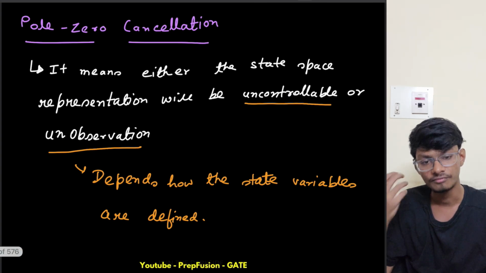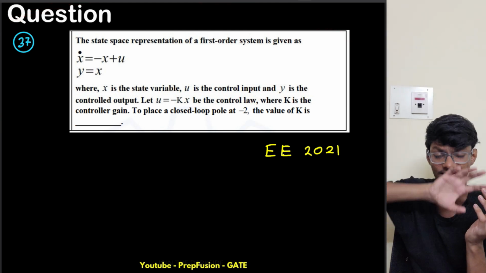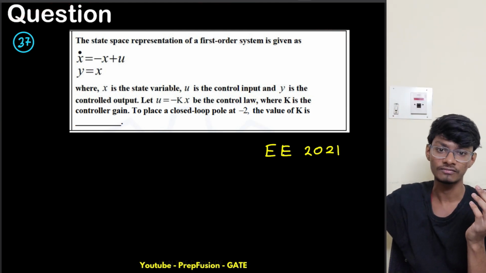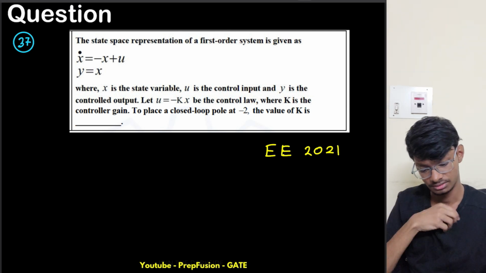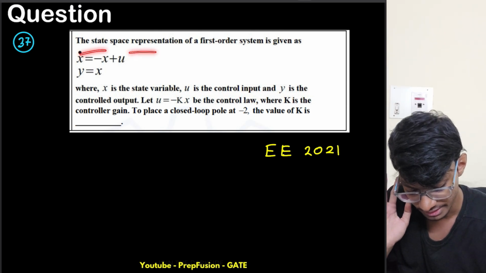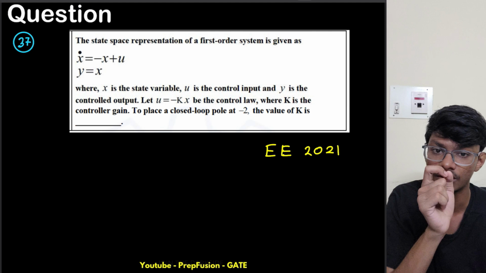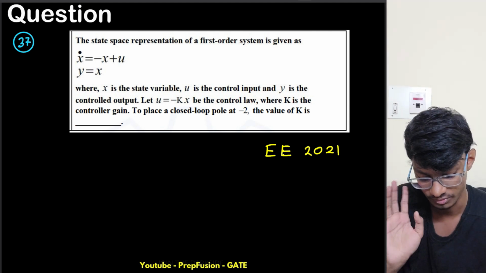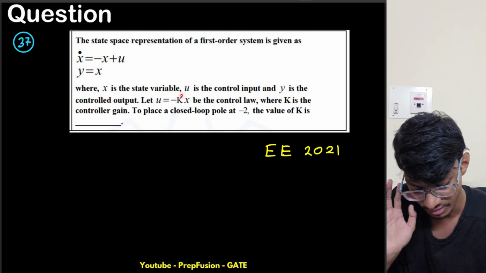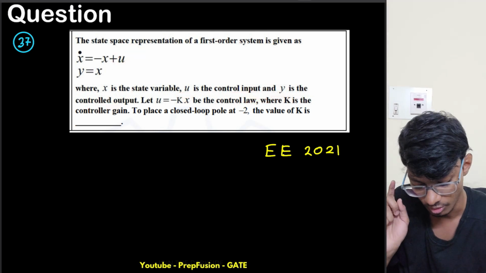Now let's solve a few questions. So this is the first question. This is a similar question as the example that I took at the start of controllability. This is a GATE 2021 question. The question states that the state space representation of a first order system is given like this one. So this is a 1 cross 1 first order system, a 1 cross 1 matrix where x is the state variable and u is the controlled input. So u is the controlled input, y is the controlled output.